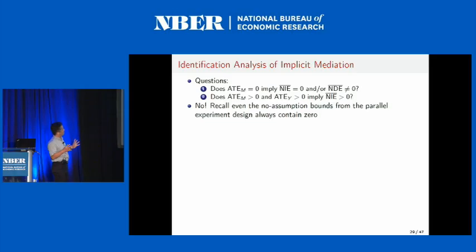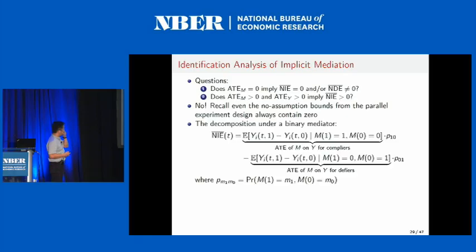Even the no-assumption bounds from the parallel experiment design, where you can actually have two experiments, one where T is randomized and one where T and M are randomized, we know that the bounds contain 0. Okay? So I think none of that inference in the previous table is actually valid without additional assumptions. You can get a little bit better intuition by the following decomposition, which I find to be quite helpful.